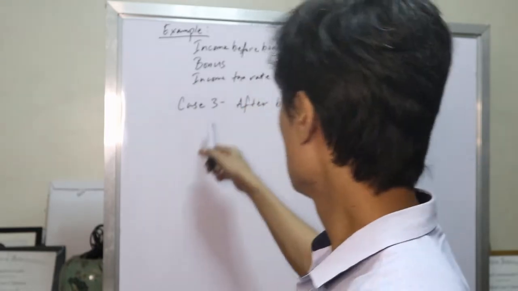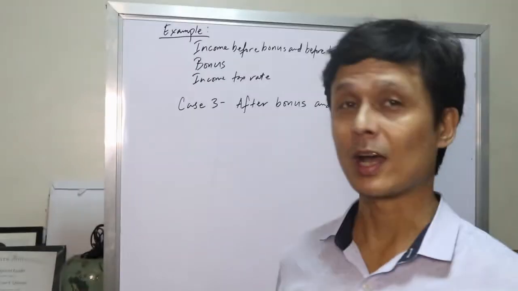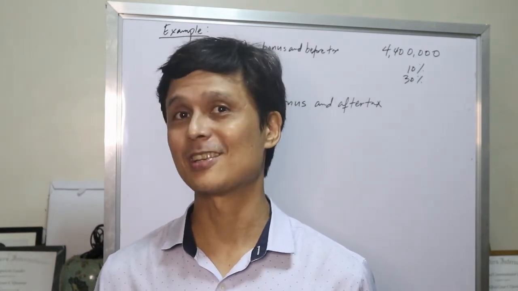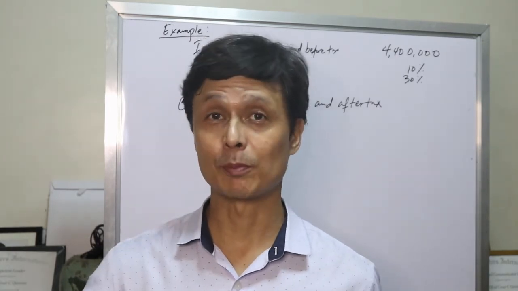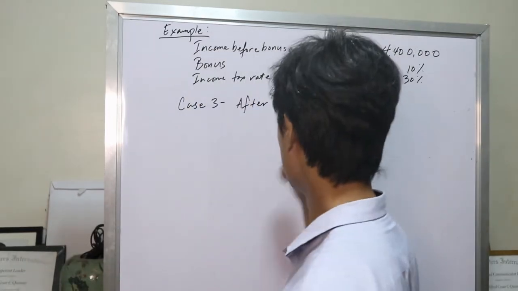So, dumako naman tayo dun sa pangatlong case, which is after bonus and after tax. So, ito medyo komplikado na to, no? Kasi yung kanina medyo mahirap na nga yun. Tatanggalin mo yung bonus, tapos pagkatanggal mo ng bonus, then saka mo pala ma-compute yung bonus niya. Kasi after bonus but before tax. So, ngayon naman, the after bonus and after tax. So the bonus for the key employees and officers would be based on the income after bonus and after tax.